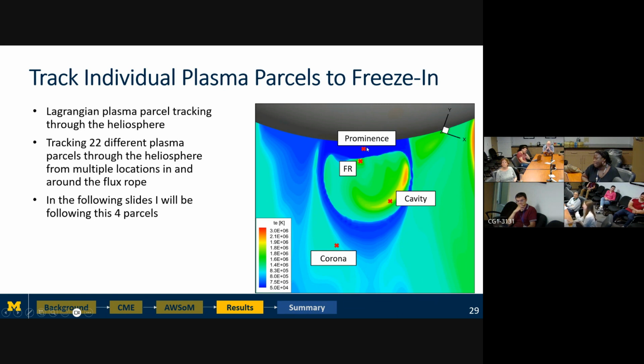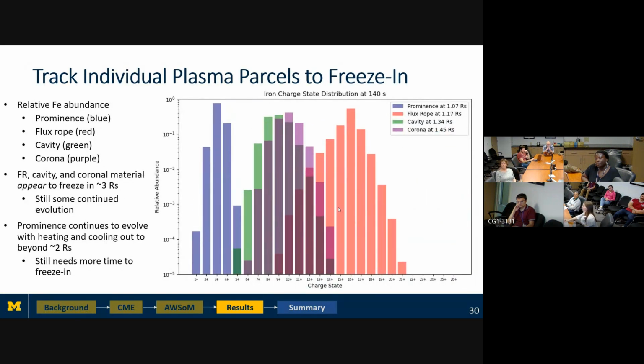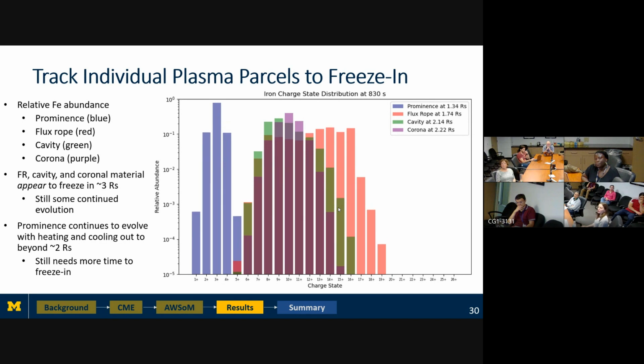So we see the prominence material right at the bottom. And so we're taking a plasma parcel from the center of it, then one from the flux rope where we have very high twist, one from the cavity, and then one from the corona, like right outside the flux rope material. And we followed these 4 just for this presentation, but we followed many more from in and around all of this material. And here's actually what it looks like when the plasma parcels are trying to freeze in. So this is every 10 seconds, we save the location and the data of what's happening. And the blue is our prominence, the red is the flux rope, the green is the cavity, and the purple is the corona.